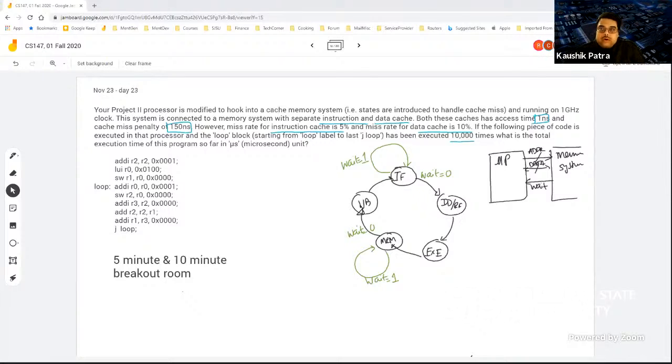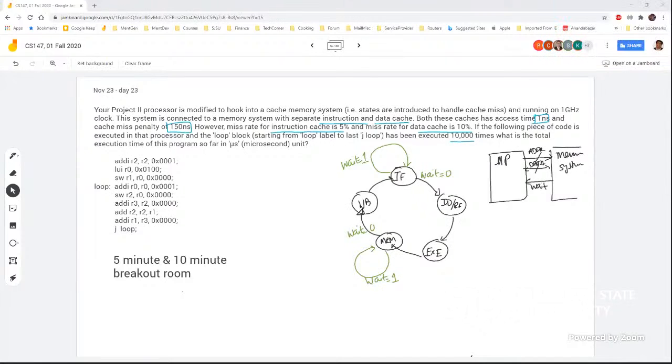Okay, let me show you what I did. First things first, I always approach this problem as if there is no wait time. Then how much time will it spend in this whole 5-cycle iteration for this program? To do that, we must first calculate how many instructions will be executed for this program. So we can count the instructions.